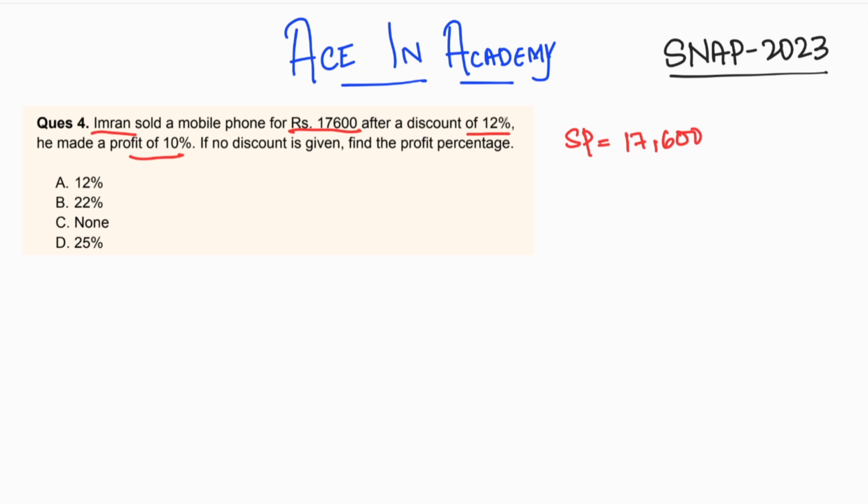Now he gave a discount of 12%, so the list price was something higher. So if he made a discount of 12%, the selling price is 0.88 times the list price. So to find the list price, I can just divide my selling price by 0.88. Now what we have to do is find the profit percentage when no discount was given.